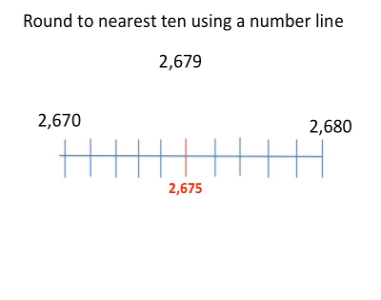We have 2,679, and we need to figure out which multiple of 10 it's closest to. Is it closer to 2,670? Or is it closer to 2,680? Now, right in the middle between the two is 2,675. So the first thing I want to think about is, is it greater than or less than 2,675? I'm going to figure out where it actually lands on the number line.